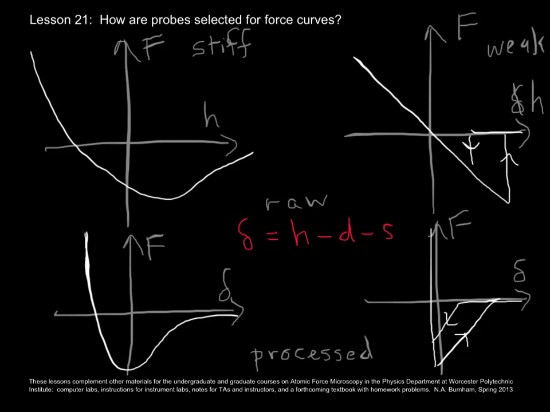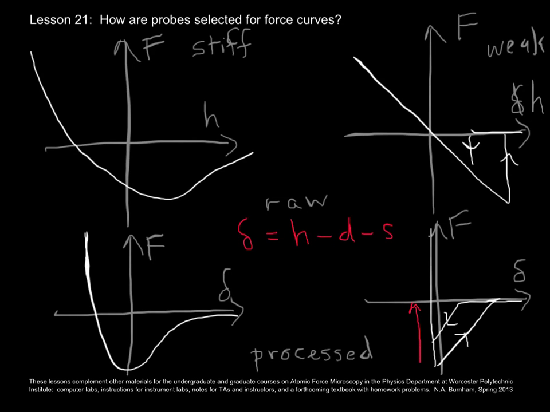In Lesson 21, we'll talk about probe selection for force curves, starting with the last slide of Lesson 20. And if you've been paying attention, in Lesson 16 I was talking about probe selection for imaging, and I said that cantilevers should be generally weak so that the forces between the tip and the sample damage neither the tip and the sample. But here we have discouraging news in the lower right.